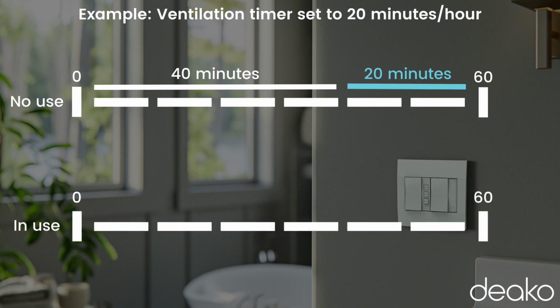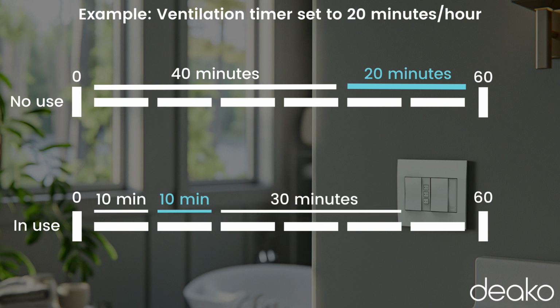Now let's say the room is in use, set with the same timer for 20 minutes every hour. If for the first 10 minutes of the hour the timer is not in use, and then for the next 10 minutes the timer is in use, that 10 minutes will eat into the already predetermined 20 minutes of ventilation time. Meaning that after 30 minutes has passed after the first ventilation cycle, there are still 10 minutes remaining in the predetermined 20 minutes. So that will happen at the back of the hour, the final 10 minutes.